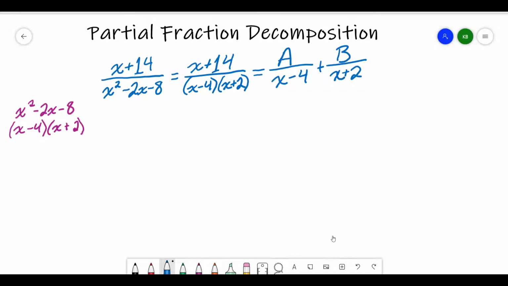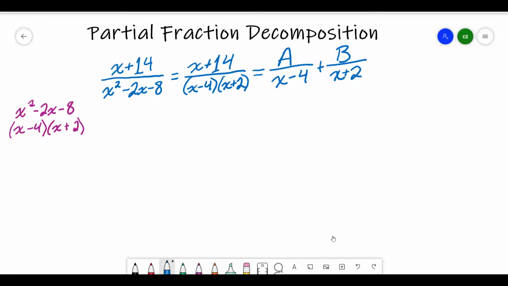So what we're going to do is recreate what happened to get from A over x minus 4 plus B over x plus 2 to this combined fraction of x plus 14 over x minus 4 times x plus 2. The thing that happened to do that is we multiplied both sides by x minus 4 times x plus 2 to give us that common denominator. So we're going to multiply both sides by our common denominator again.